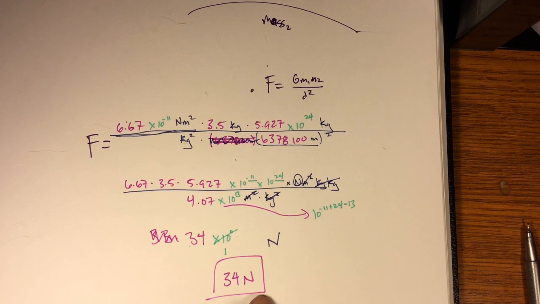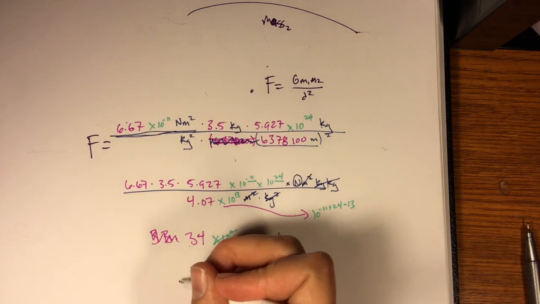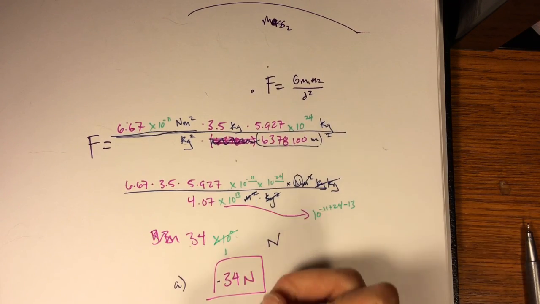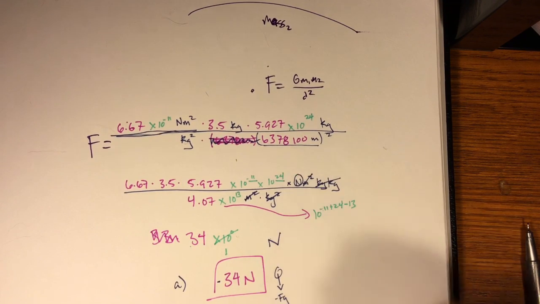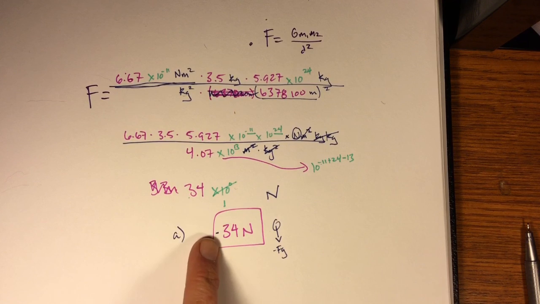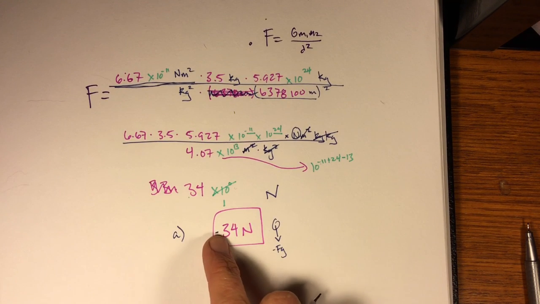Okay, you guys, let's look at this question again. The question was, what is the force of gravity on the rock from the earth? And we said that downward was negative. So actually part A of this should be negative 34, because we're saying the force going down is going to be negative. So FG, negative. If you put in a positive answer and got it wrong, you probably just need to switch to the negative.